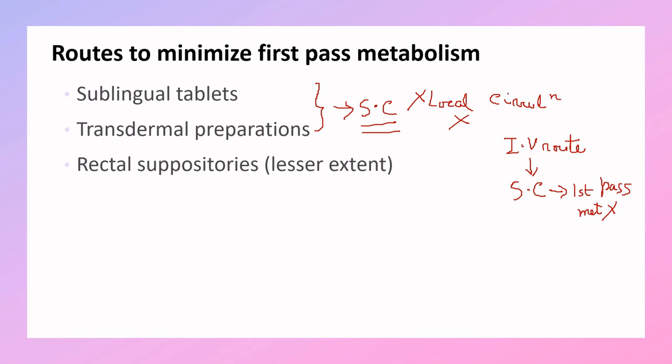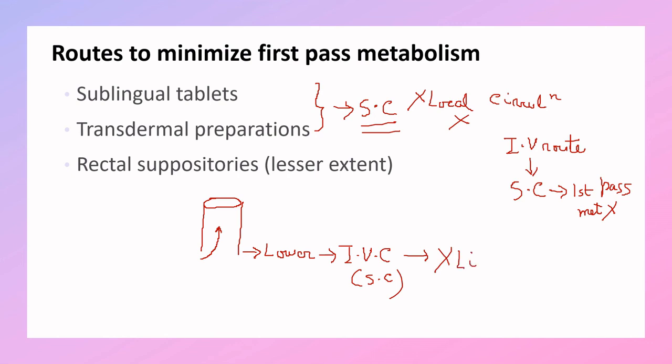For the rectal suppositories, see what happens. Suppose this is the rectum. If we give a rectal suppository, the tendency of the suppository is to go upwards. Now when the drug is in the lower part of the rectum, from there it is directly absorbed by the inferior vena cava. Hence it directly reaches the systemic circulation. So obviously the liver is bypassed, and so is the first pass metabolism.